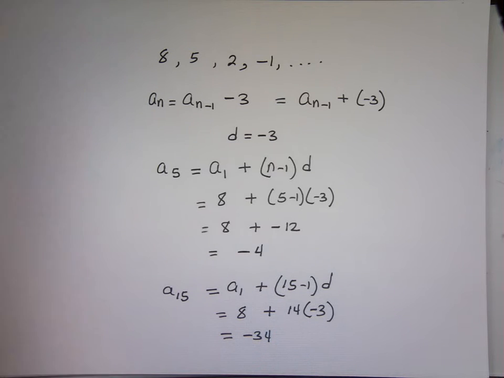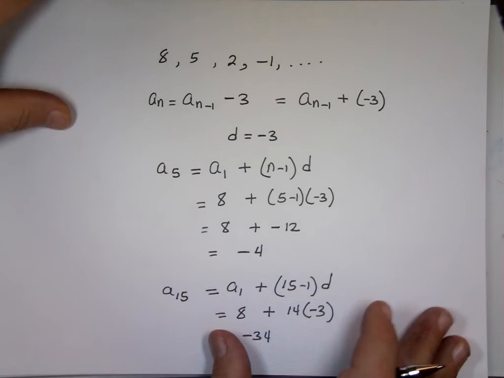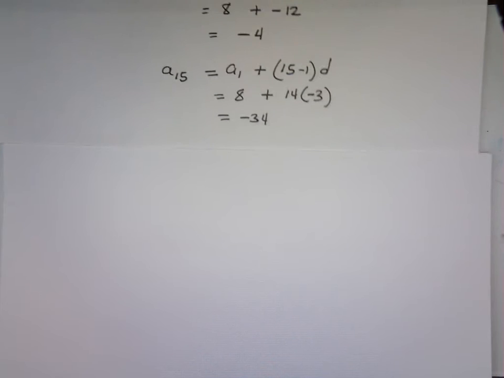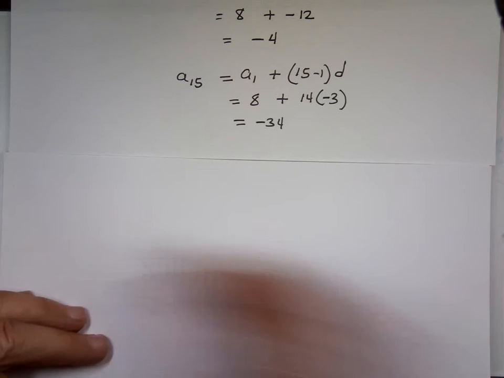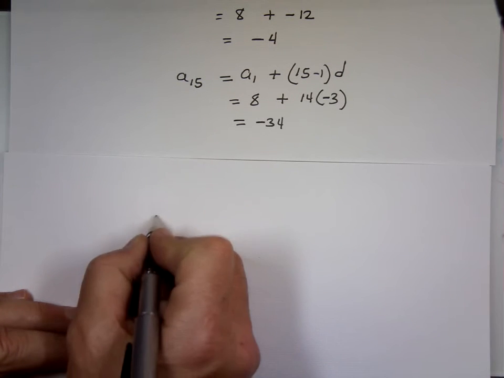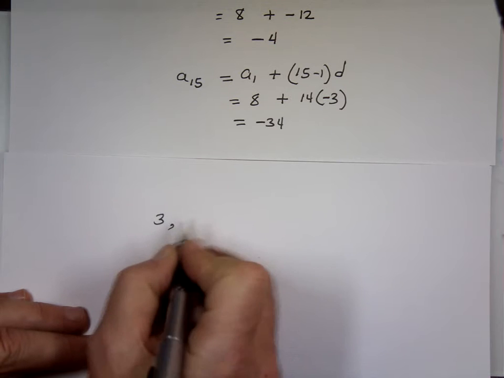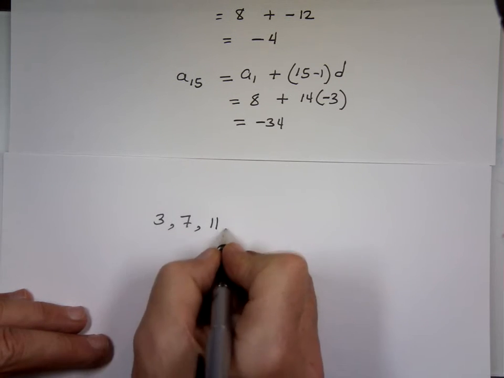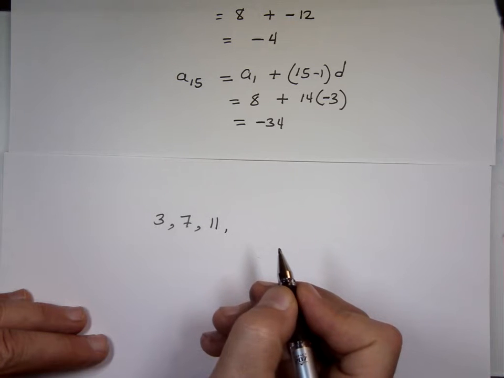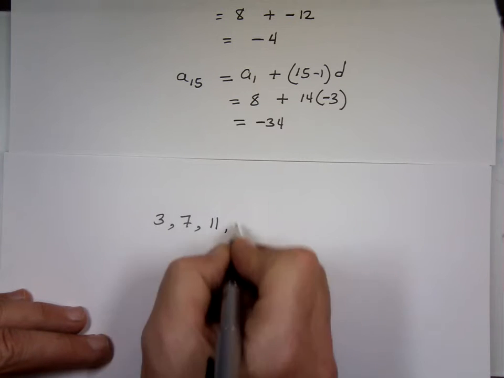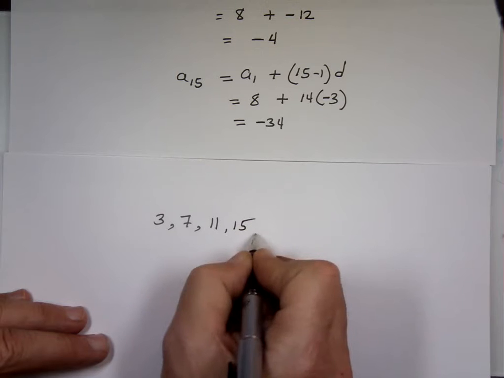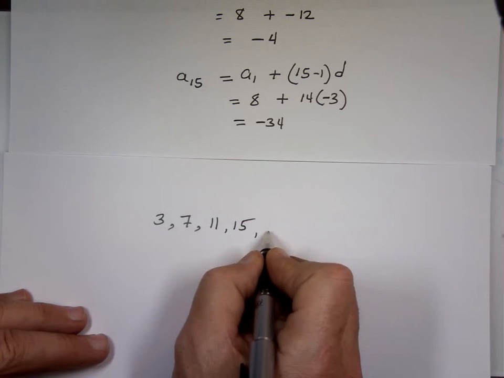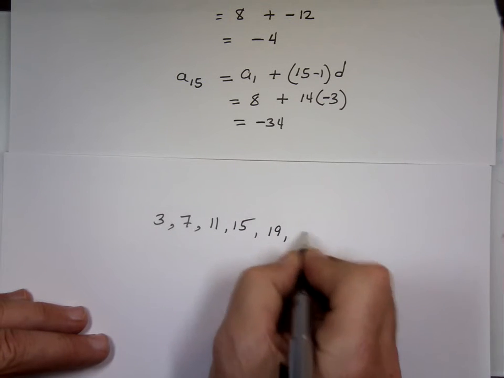Let's say I want to add them. I want to see what the sum is equal to. I'll take another one. 3, 7, 11. What am I adding each time? What is it? 4, yes. And so forth.